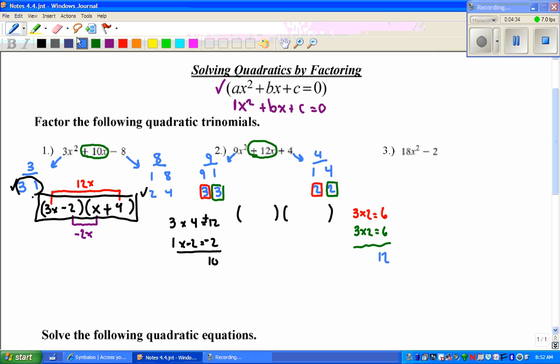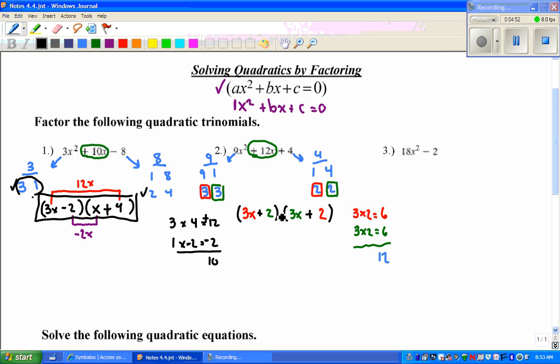So I know that I'm going to take this 3. You know what? I'll keep it red. This 3x is going to multiply with 2 over here. And then I know that this 3x is going to multiply with the 2 right here. So I'm going to go ahead and put my plus sign here. I'm going to put my plus sign here.